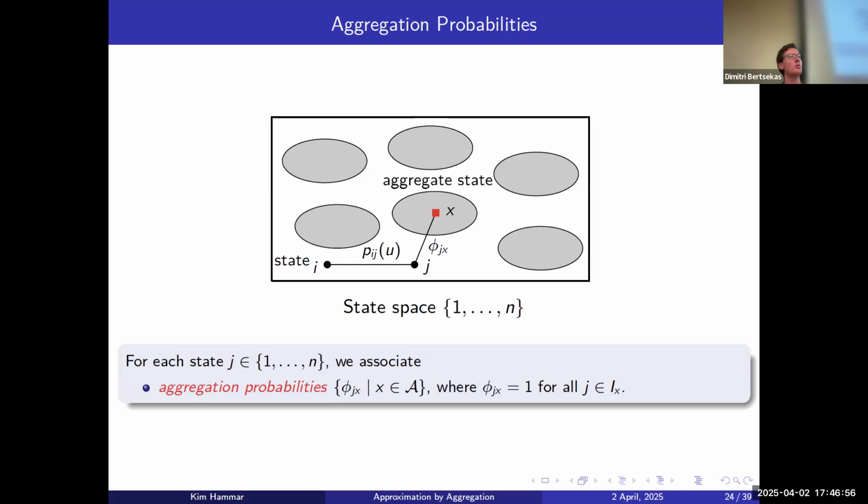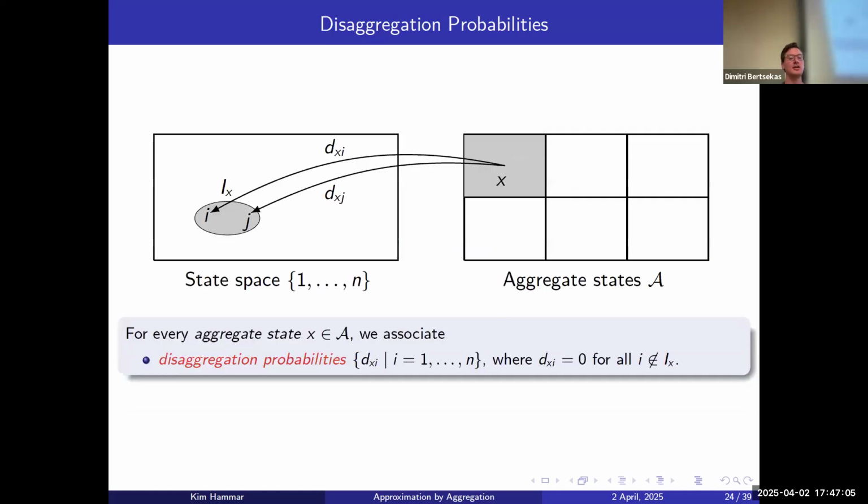And the main difference now is that since each aggregate state is associated with more than one state of the original space, we're also going to need disaggregation probability distributions so that we can transition. Yes? What's the difference between general aggregation and the hard aggregation?